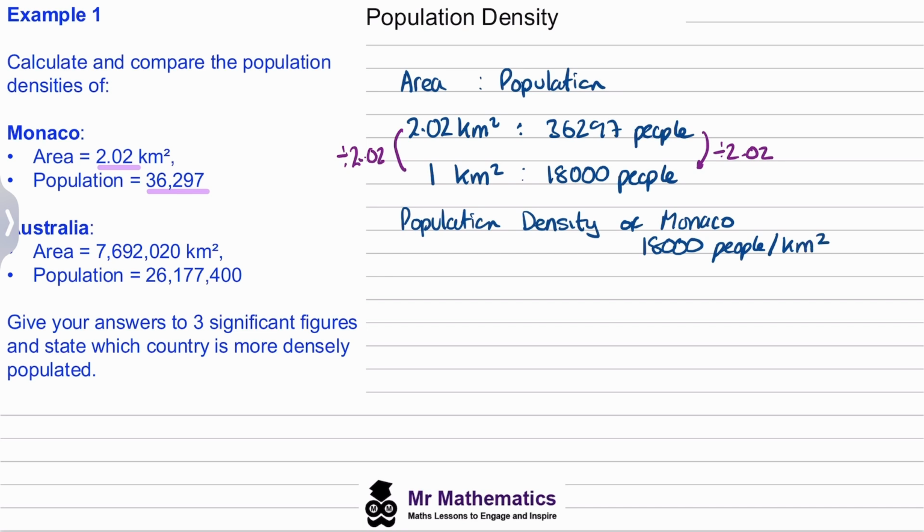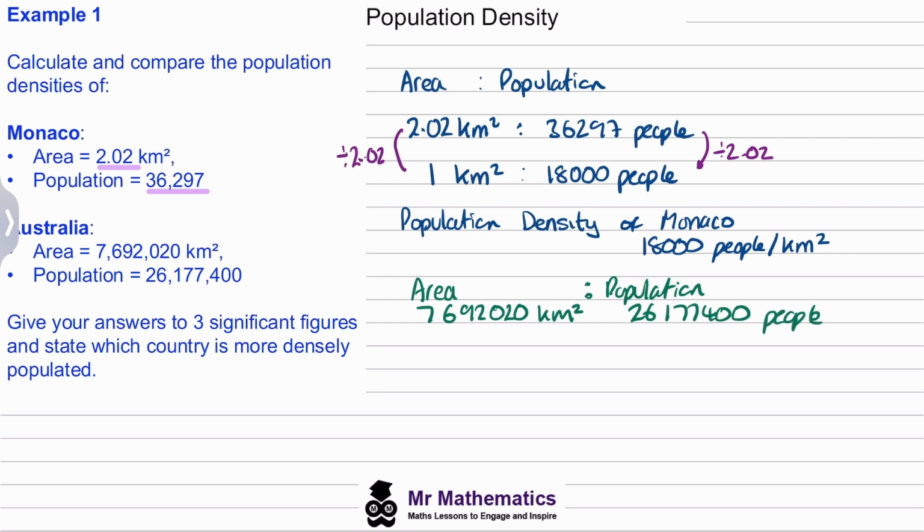Do you want to try and work out a population density of Australia? We're given its area and its population. Round your answer to 3 significant figures. Okay, so the area we're told is 7,692,020 kilometers squared. Writing this as a ratio to population of 26,177,400. And this is people.